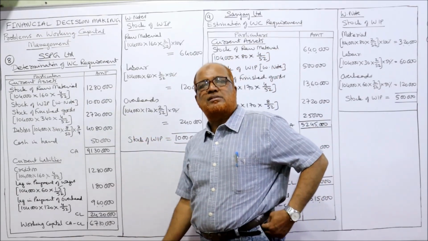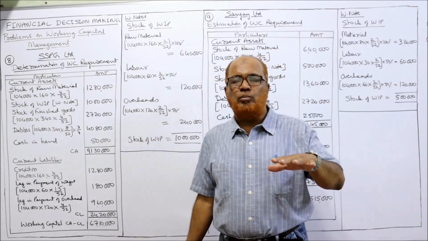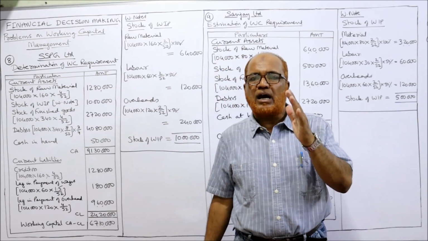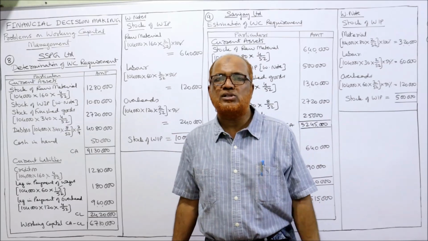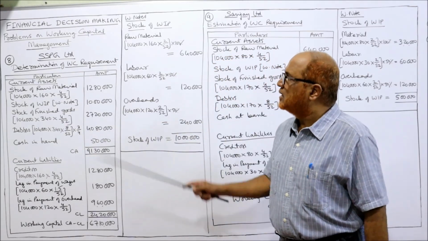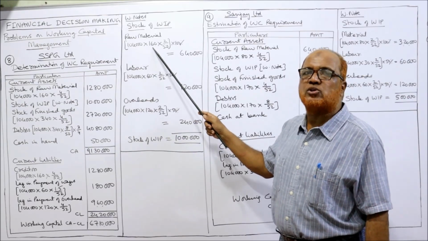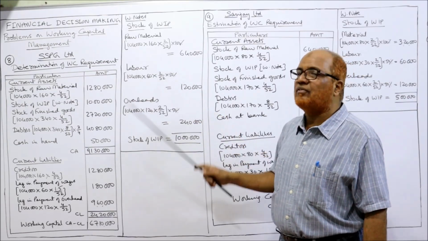Stock of work in progress. Nothing is given, so we assume 50%. Half of the work is completed on WIP. So we take 100% of material, whereas 50% of labor and overheads. So here raw material 1,04,000 units into 160 rupees raw material per unit into 2/52.